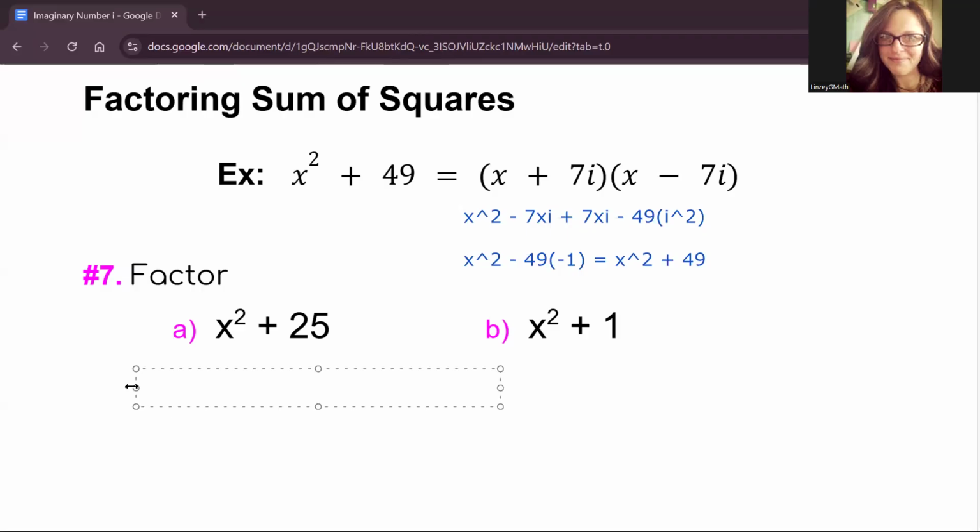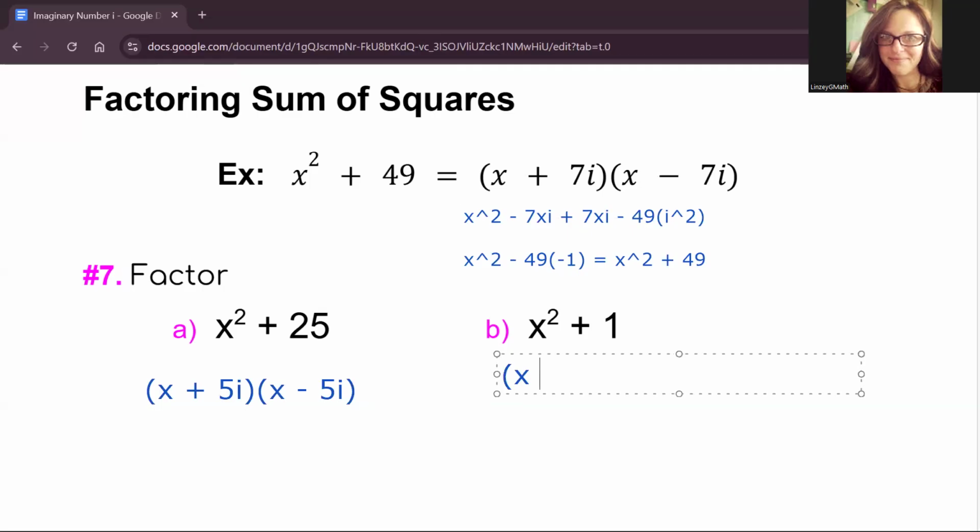All right, let's factor a sum of squares. x squared plus 25, we get x plus 5i, x minus 5i. And x squared plus 1, we get x plus i, x minus i.